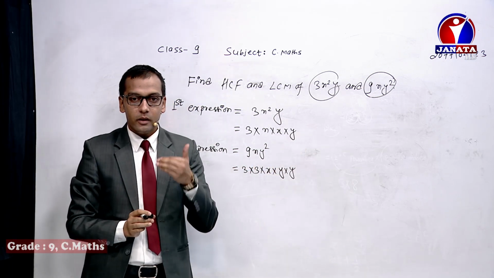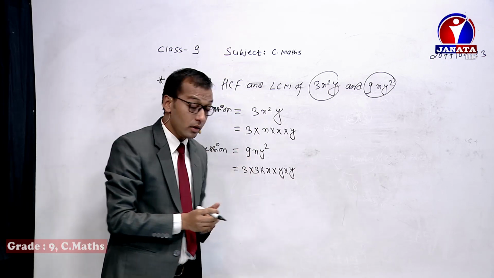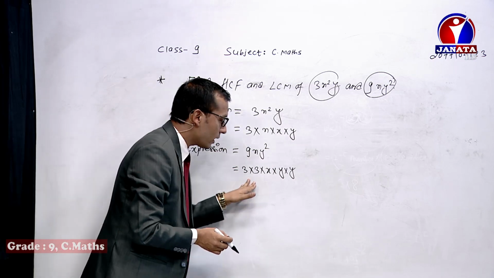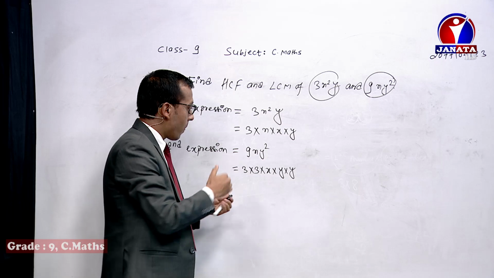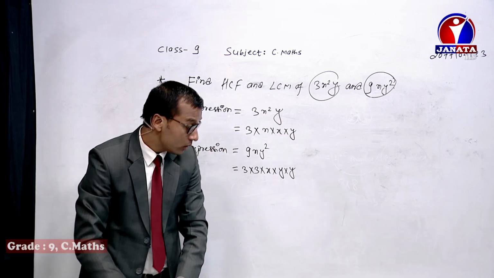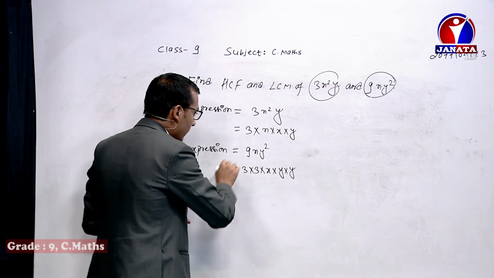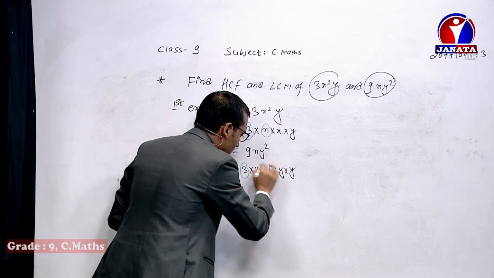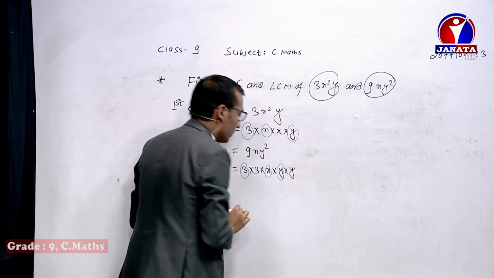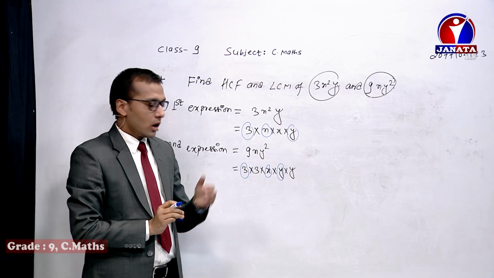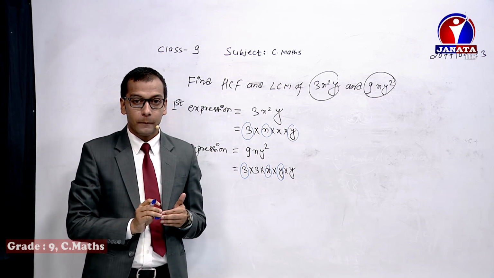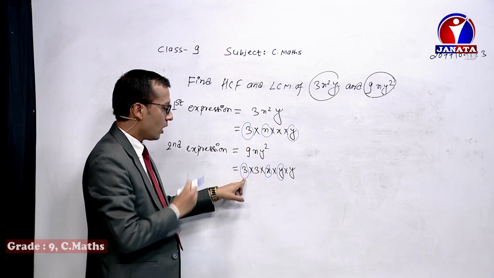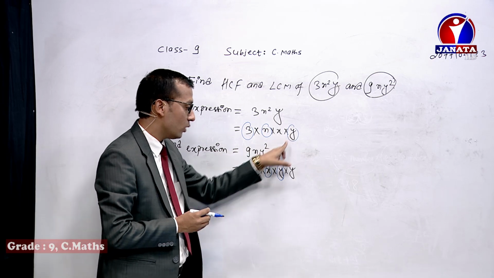Now, HCF is common factors. For HCF, now we take the common factors from first and second expression. Now let's write, or we can pick out the common factors. So what are the common factors? 3 is one. Similarly, x is also common and y is common. 3 is one common factor. Similarly, x is also common and y.